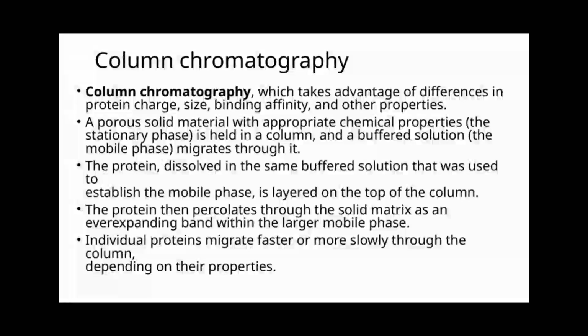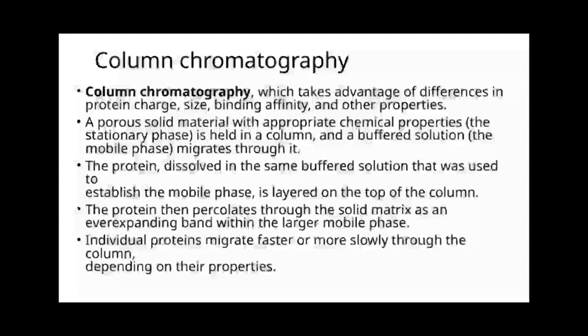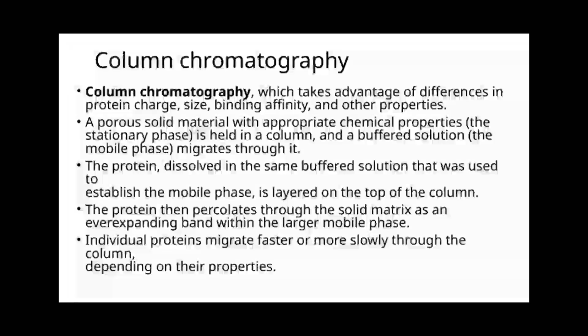Essentially, we use a porous solid material, known as the stationary phase, which is carefully chosen for its chemical properties. This material is held within a column. Then we have the mobile phase, a buffered solution that flows through the column. When we introduce the protein sample, dissolved in this same buffered solution, it's layered on top of the column.